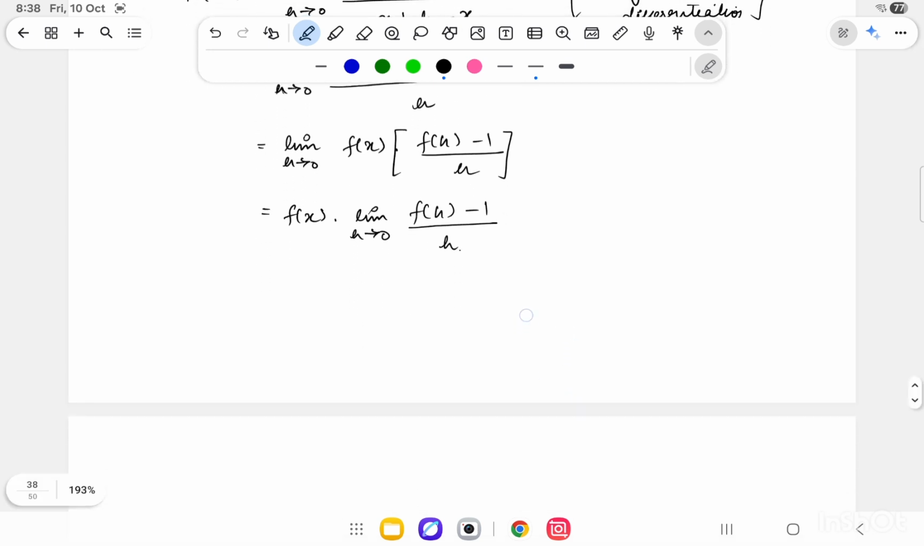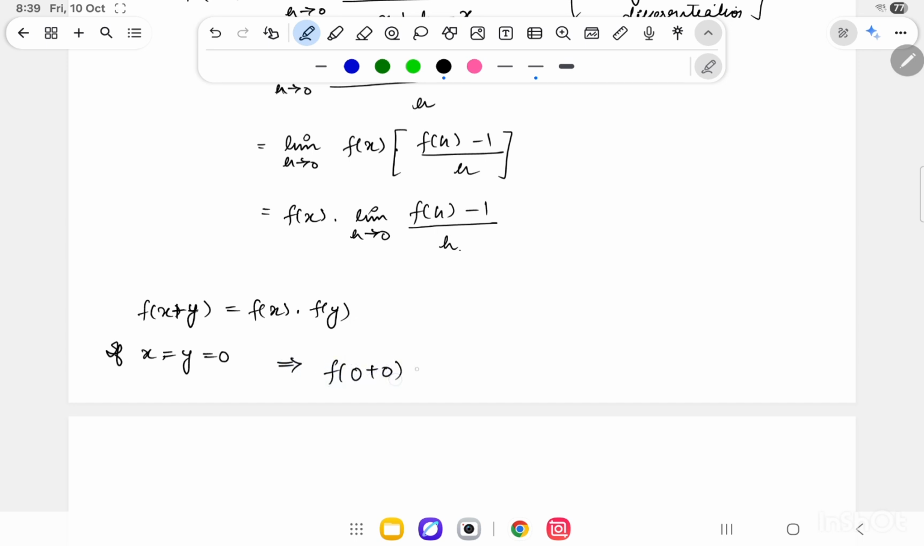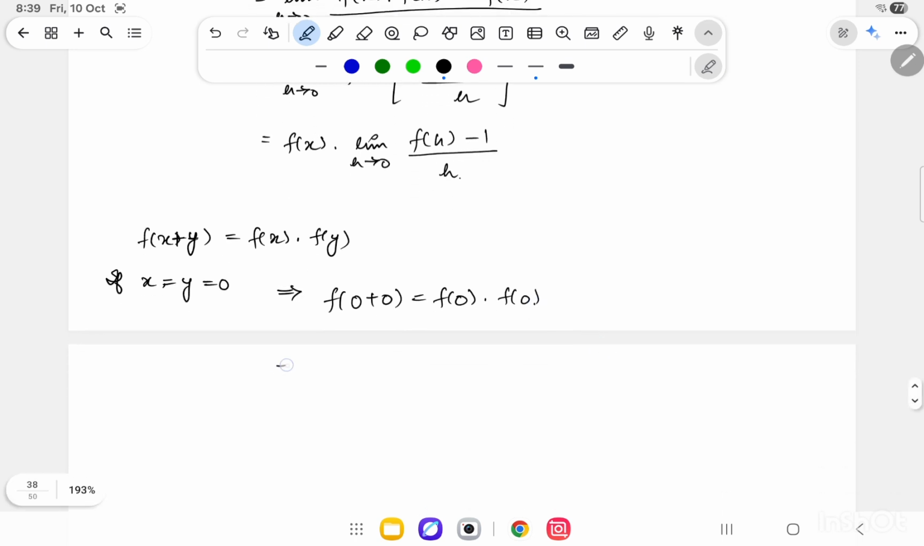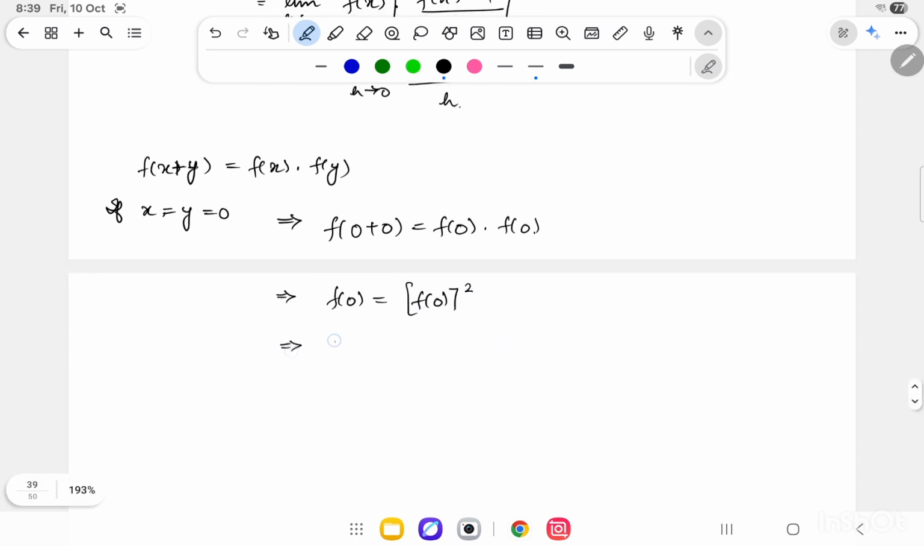Now if you observe, they have given us a relation that says f(x+y) equals f(x) times f(y). If I take both x and y equal to 0, this will give me f(0+0) equals f(0) times f(0). That is, I can write it as f(0) equals f(0) whole square. Now from here I can conclude that either f(0) is equal to 0 or f(0) is equal to 1.